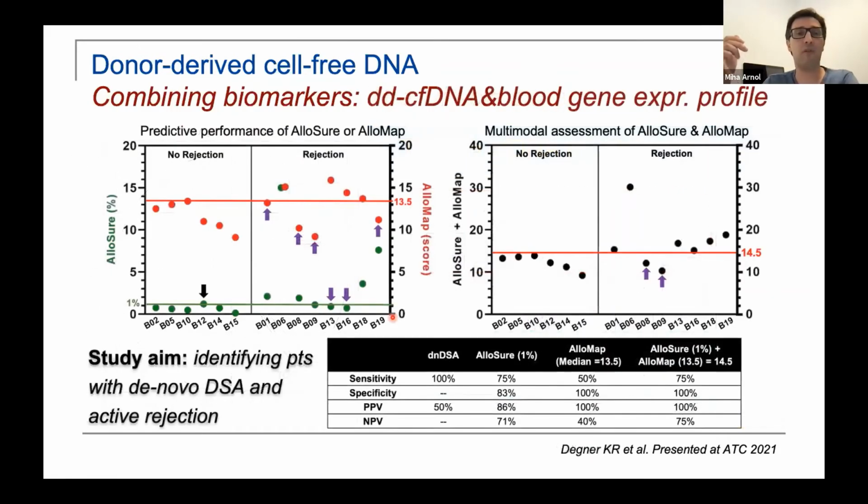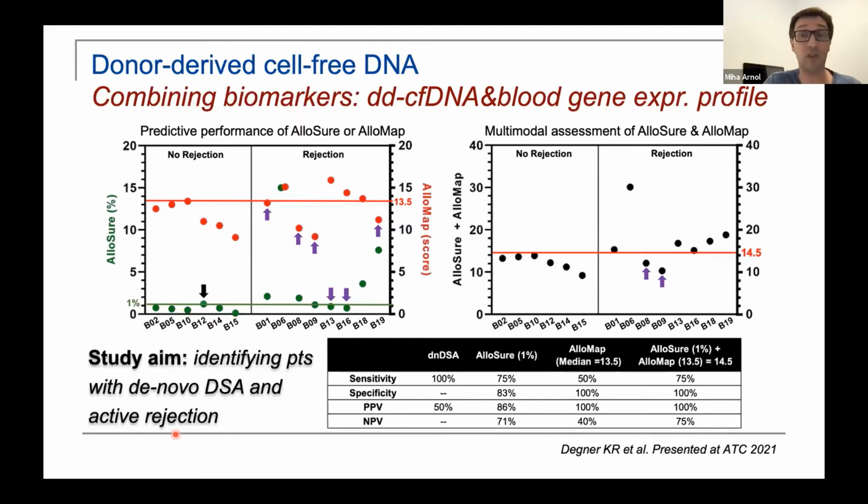And another example of combining different biomarkers is to combine information from donor-derived cell-free DNA testing and gene expression profile in the peripheral immune cells. And this study shows how AlloSure and AlloMap testing actually had a higher positive predictive value and better performance characteristics in identifying patients with de novo DSA who at the same time also have active antibody-mediated rejection, when compared to when we perform only the surveillance DSA strategy. So by combining different biomarkers, we might get better information and we can decide which patients to biopsy and not to biopsy to discover active rejection.